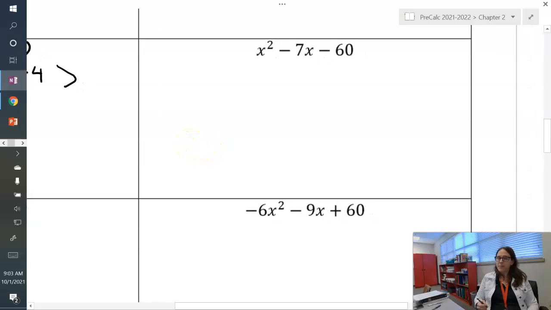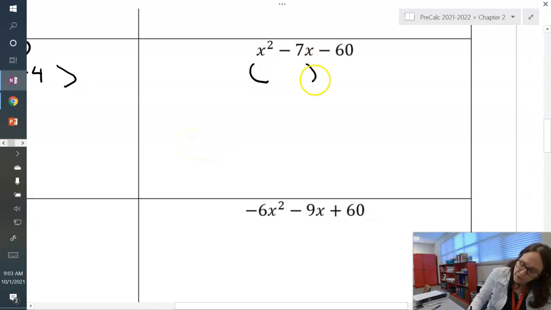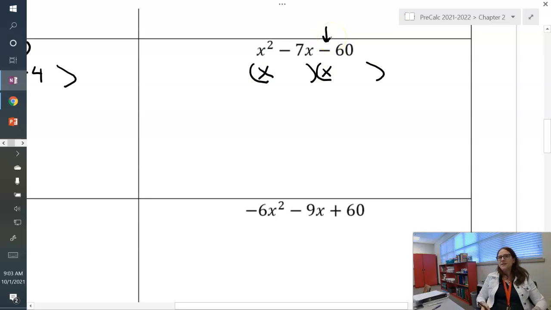This next one, same thing. Put down your 2 sets of parentheses. Put down x and x. Now look at that last sign. That's a negative. The only way you get a negative there is if one is positive and one is negative. So put a plus and a minus. One positive, one negative.